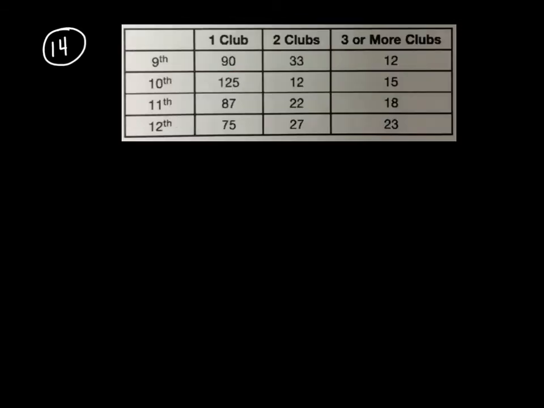Number 14 asks, what is the probability that the student is in the 11th grade given that the student is in 3 or more clubs? So we're given that the student is in 3 or more clubs, so we're really just looking at this column right here. Now, if you add up all of these numbers in this column, it's going to total out to be 68. Okay, so out of these 68 students, we want to find the probability that the student's in 11th grade. All right, well, there's 18 11th graders out of the total 68 students. So 18 out of 68.